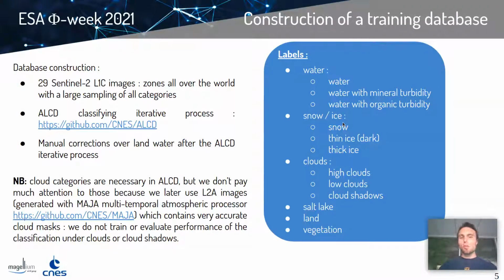The database was constructed using 29 Sentinel-2 images with detailed labels and using the ALCD classifying iterative process. Of course, we manually correct any issues afterwards. The cloud masks are necessary for ALCD, but we actually use the MAJA, which is an atmospheric multi-temporal processor, cloud mask, which are very accurate and which are used to generate the L2 images, which we use for training and test.